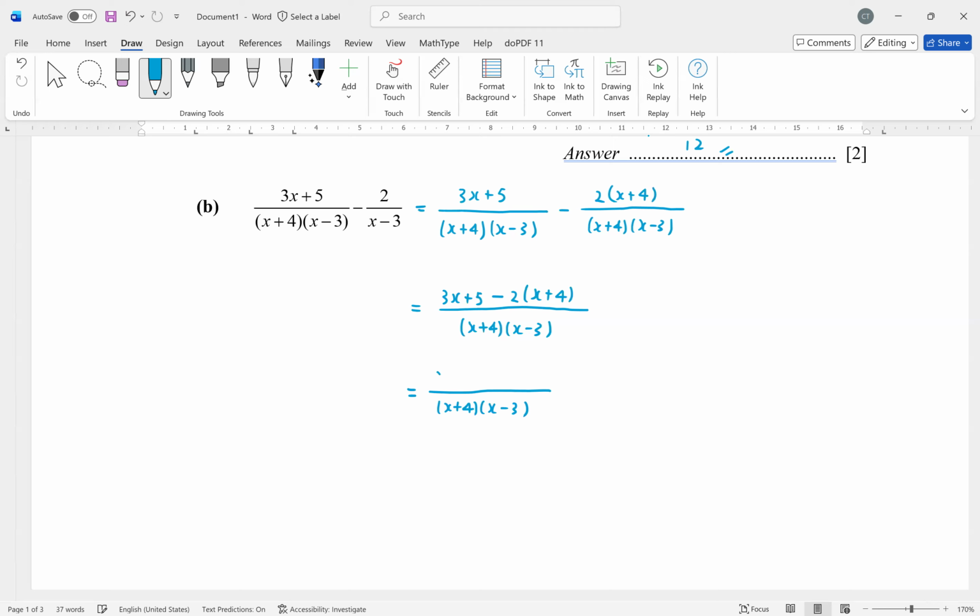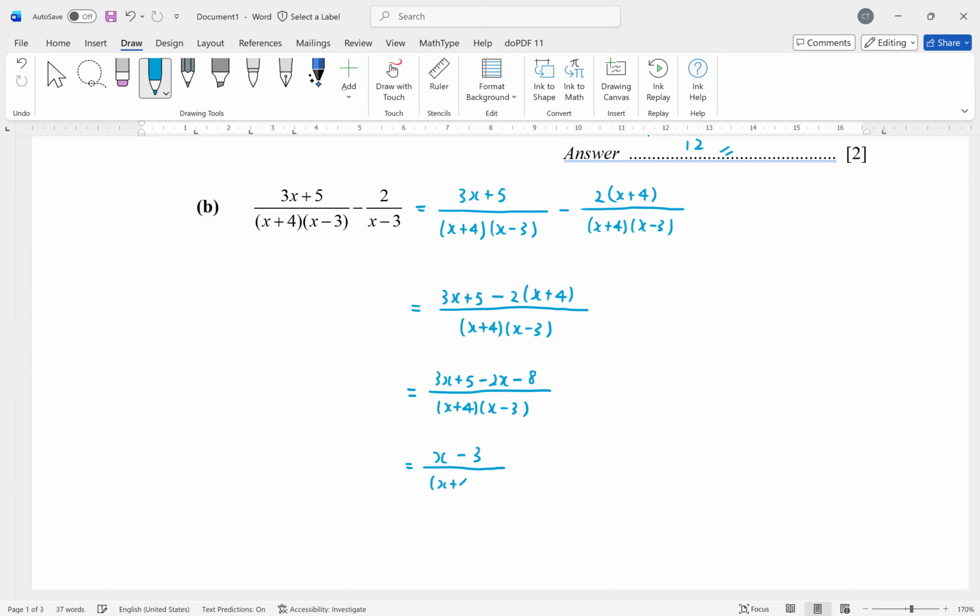So we have 3x plus 5, negative 2 times x, so negative 2x, negative 2 times 4, so we have negative 8, right? So read out as you do, then you won't make mistake. So 3x minus 2x, you get x only. 5 minus 8, so you get negative 3.